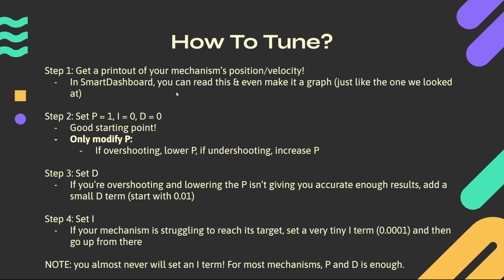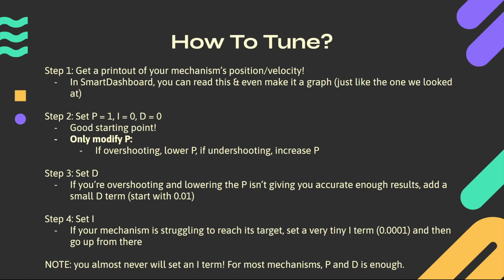Now, the first step that we recommend is set P equal to 1, set I equal to 0, and set D equal to 0. And we find that this is a really good starting point, especially for simpler mechanisms. So in this case, try to only modify P. If you're overshooting, lower your P value, and if you're undershooting, increase your P value.